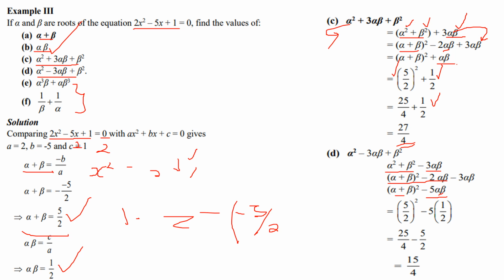Sum of roots is 5 over 2 squared minus 5 into product of roots, which is a half. So you remain with 25 over 4 less 5 over 2. And then finally, you'll get 15 over 4.